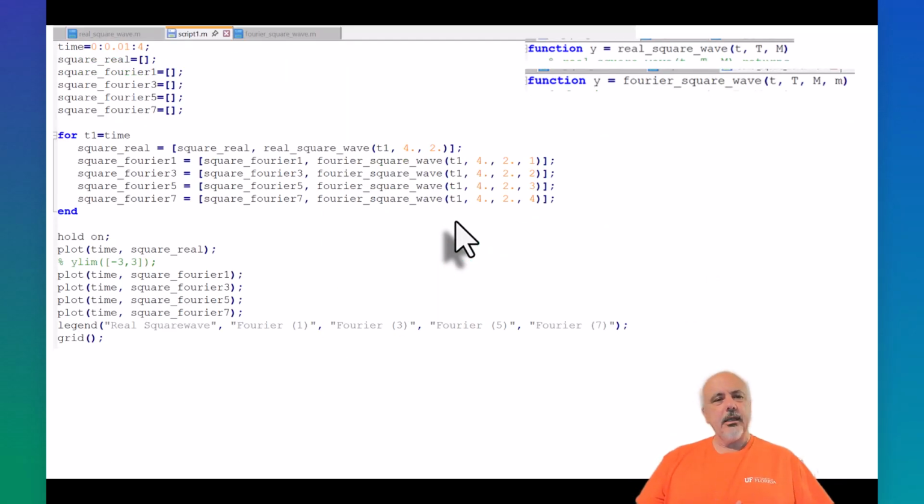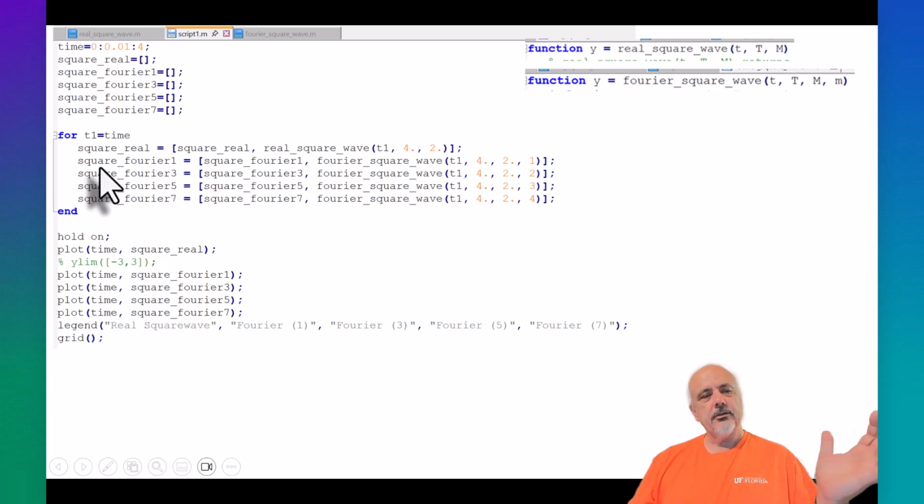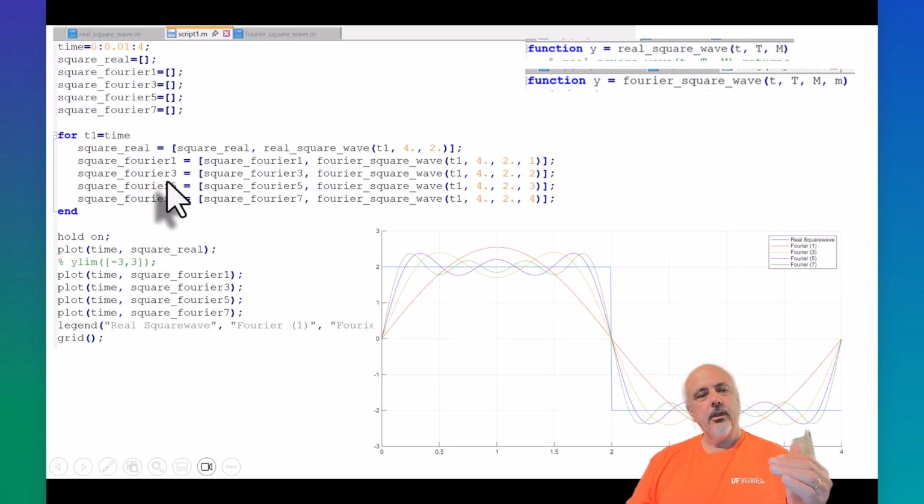Okay, so here's how I implemented it and tried to plot it. I created a concatenated series. I did a real square wave where I initialized the real square wave, and then I did the Fourier representation with one harmonic, with the third, with the fifth, with the seventh. So I have 4 different ones, and that's going to correspond to 1, 2, 3, 4 additional terms. And I also did the time period of 4 with the magnitude of 2. And then I plotted them all, and added a legend so you could see it.